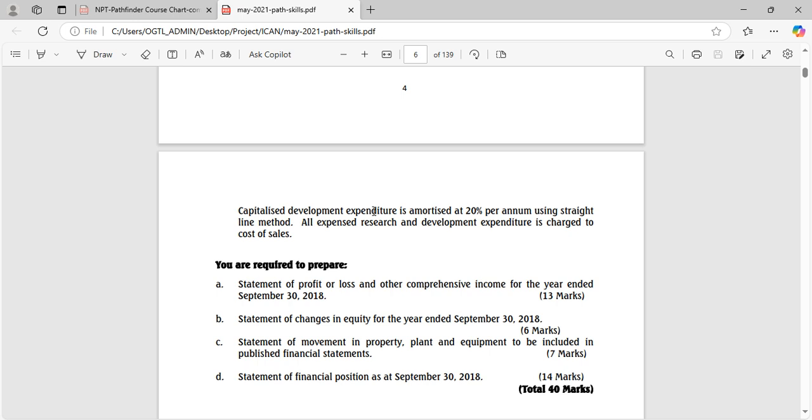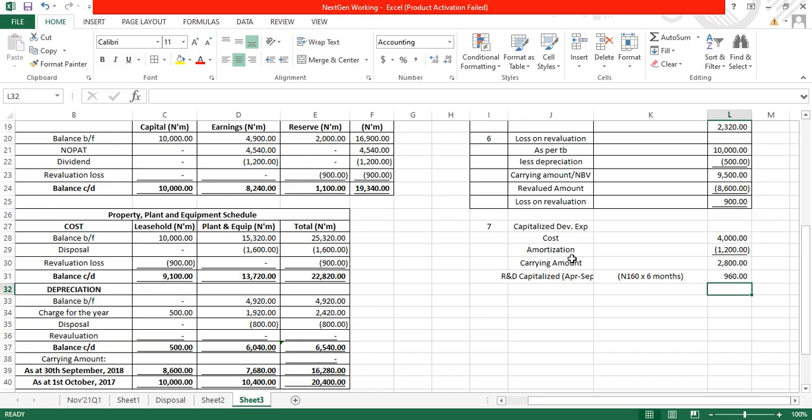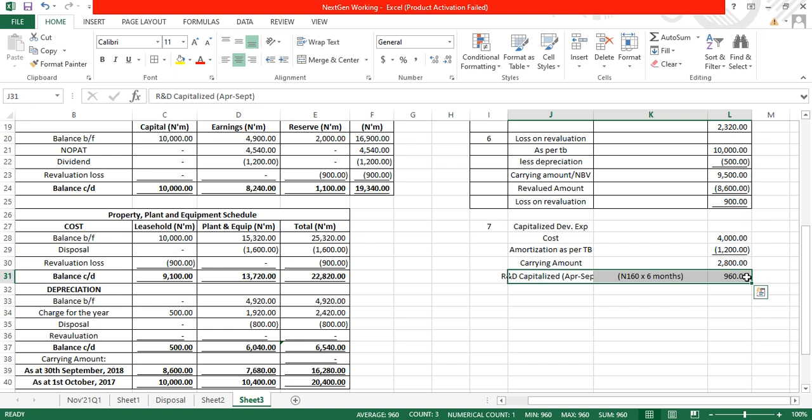Now, capitalized development expenditure is amortized at 20%. We've done the amortization of the existing one. This amortization, have we done it for the year? No. We've not amortized this new one, I mean this 40,000, for the year. This is accumulated amortization, amortization as per TB. Do you understand?